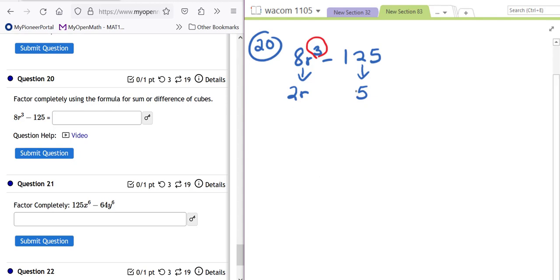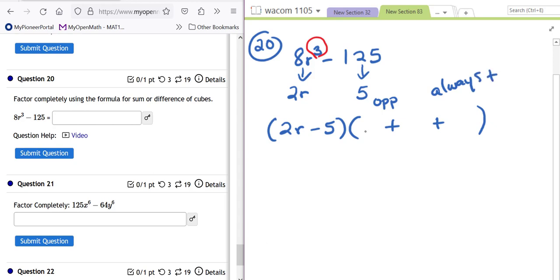All right, these pieces with the sign of the problem. So 2r minus 5. Second set is a trinomial. For your signs, the first sign in here will be the opposite. Last sign is always plus. Now you want all the combinations of multiplying your roots.